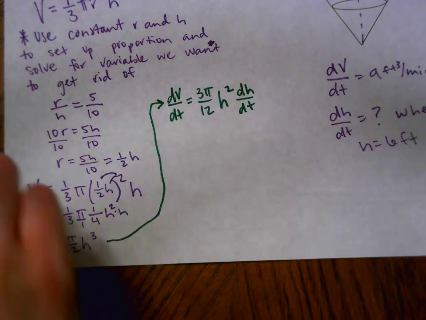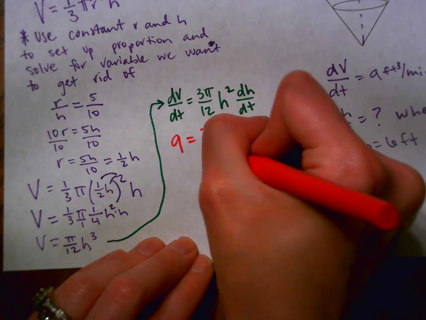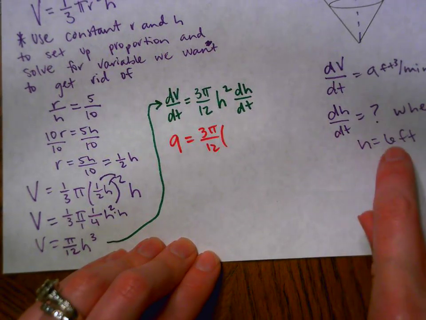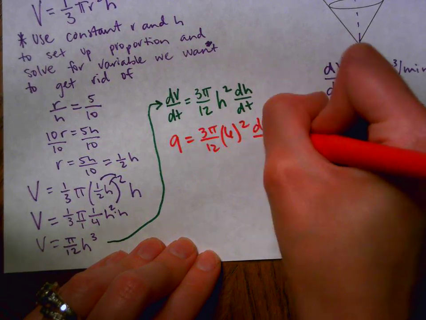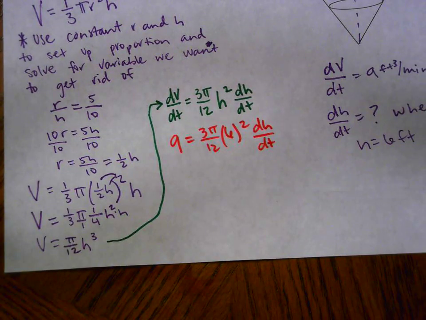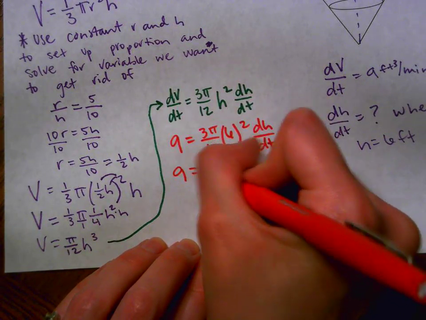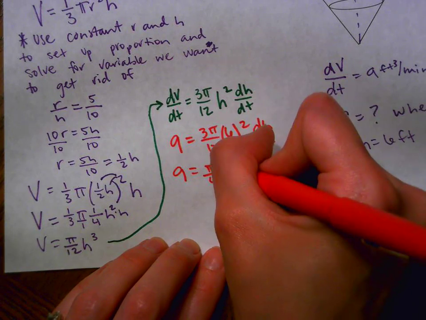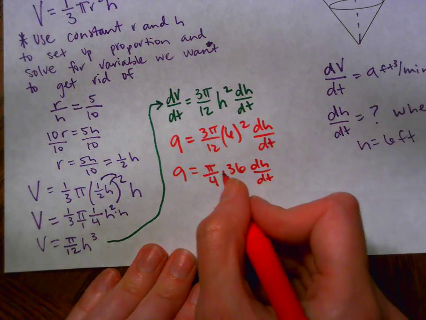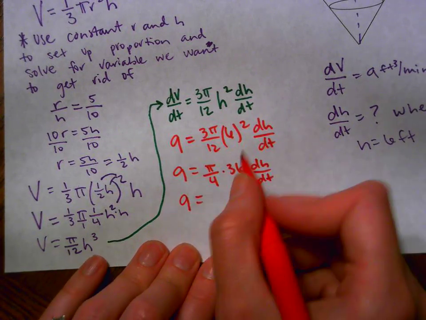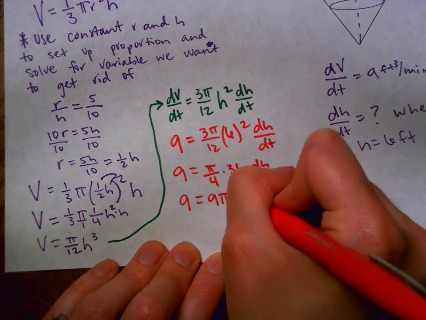Maybe I should use a different color. 3 pi over 12. We're looking for dh/dt when h is 6 squared times dh/dt. Now solve that for dh/dt. So that becomes, I'm going to go ahead and simplify this. 3/12 is 1/4. So pi over 4. 6 squared is 36. Now I'm going to go and multiply these together. So 36 divided by 4 is 9. So that's 9 pi times dh/dt.